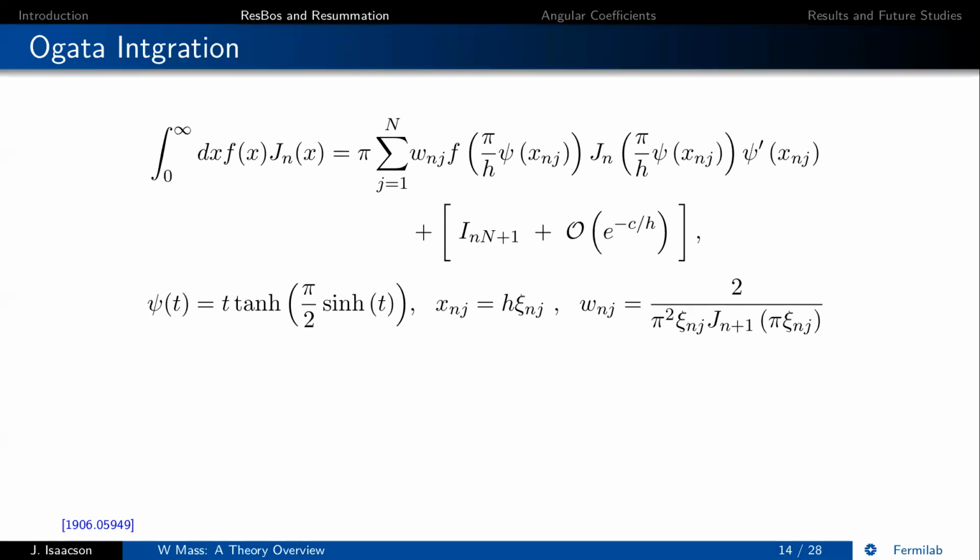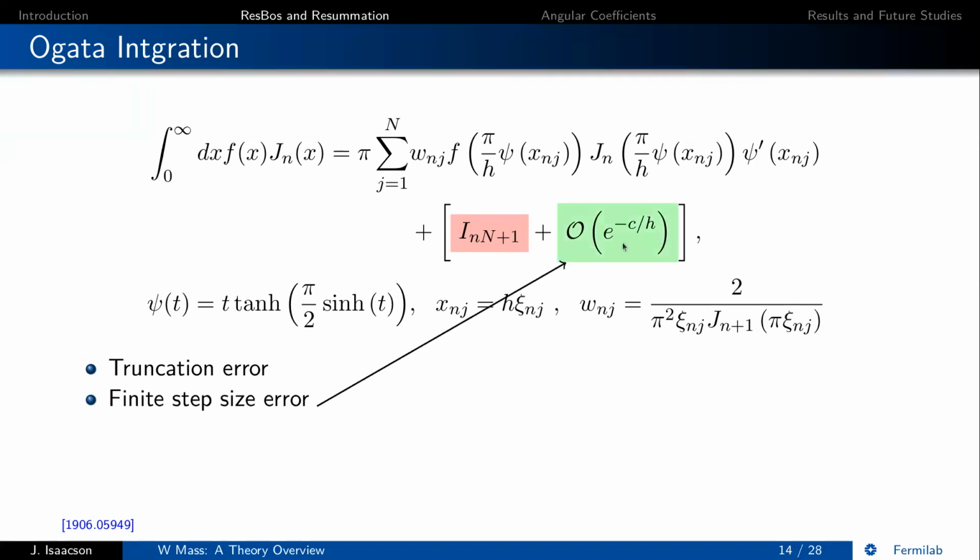This is a technique known as Ogata integration. It's a very interesting technique that was developed, where you can take a 2D Fourier transform and turn it into a convolution with a Bessel function. They showed that if you had an integral from zero to infinity of some function with a Bessel function, you can write this out as a quadrature sum, where you have a truncation error. Basically, you have to cut it off at some point, so you miss some terms.